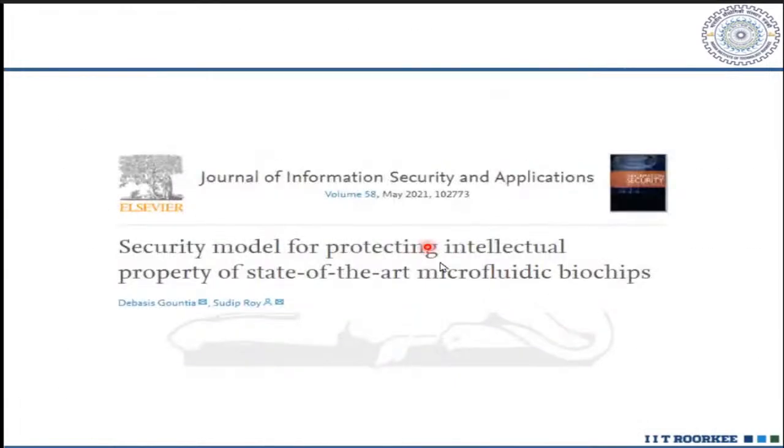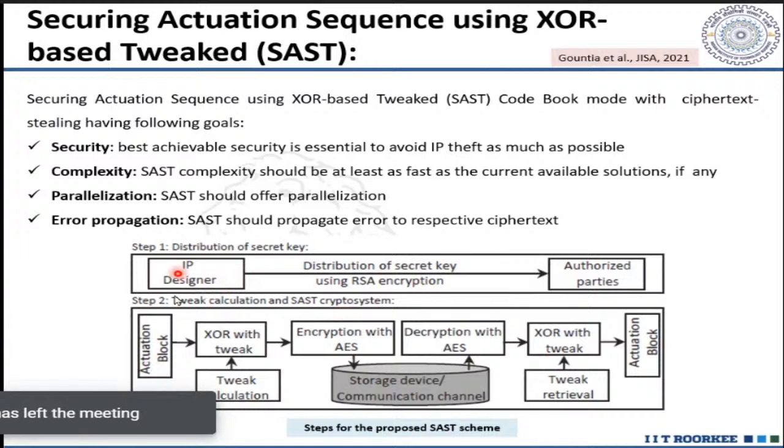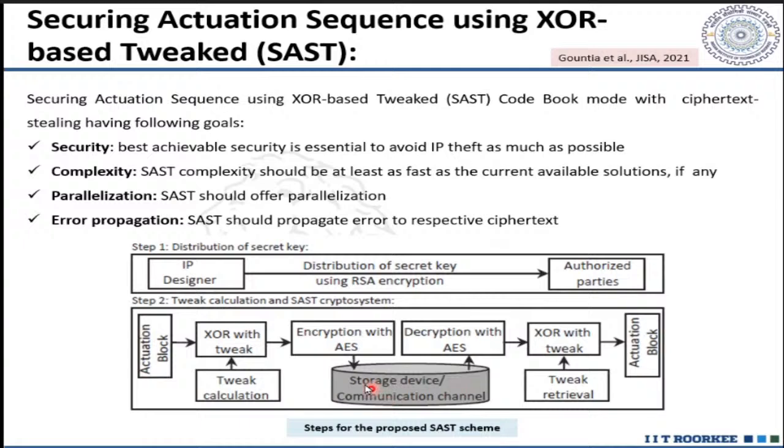So in our work, in one paper we published this year, we talked about the security model for protecting the intellectual property of state-of-the-art digital microfluidic biochip. We here considered all kinds of microfluidic biochip, and discussed how these communicate. So basically, the IP designer who is designing the chip and the authorized parties. There are many authorized parties possible, in different ways. So they are communicating, and in this communication, they are basically sending the actuation sequence.